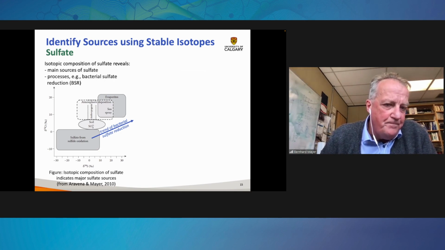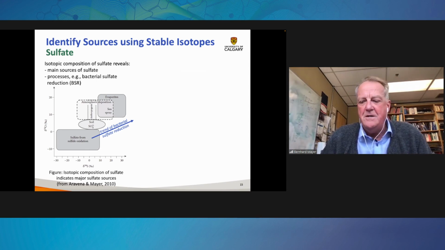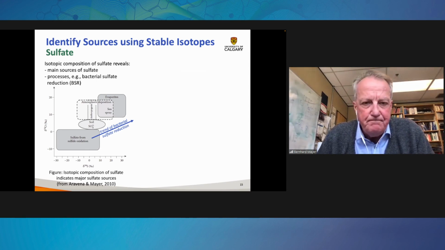bottom left corner. In addition, we can identify processes such as bacterial sulfate reduction, because if that process happens, sulfur and oxygen isotope values increase as sulfate concentrations decrease.